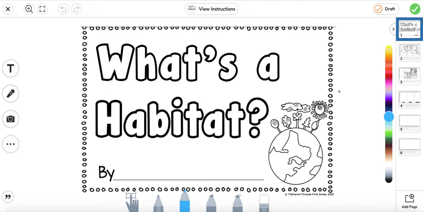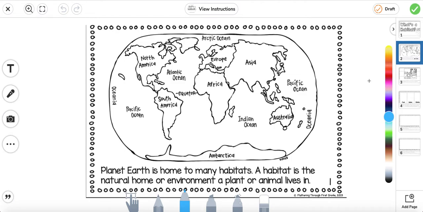And so science, we've been talking about habitats. What's a habitat? You can go ahead and write your name. If you want to color it, feel free to color it. We're going to move on. Okay. Planet Earth is home to many habitats. A habitat is the natural home or environment a plant or animal lives in. So here we can see the globe. We have North America, South America, Europe and Asia too, Africa, Australia, and Antarctica.